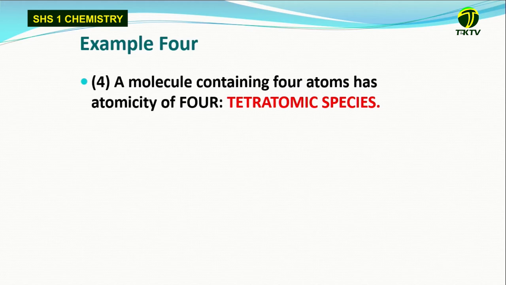We take the fourth example where we have four atoms, and the atomicity of that element, compound or substance is four. We say it is a tetraatomic species. Let's take the example NH3. We have one nitrogen atom and three hydrogen atoms, so 1 plus 3 gives us 4. The same applies to SO3. We have 1 sulfur, 3 oxygen. But when we take phosphorus, we have 4 atoms of phosphorus, and the atomicity of phosphorus is 4. So such species are termed tetraatomic species.